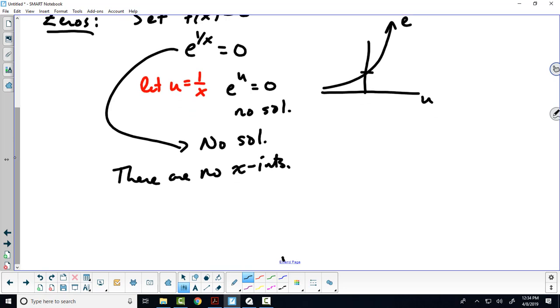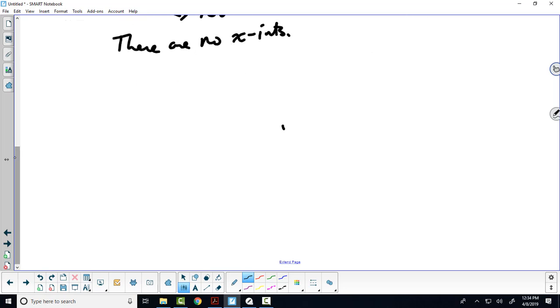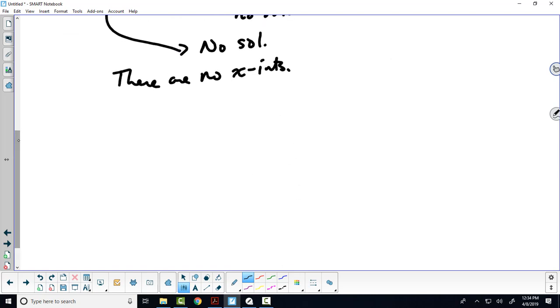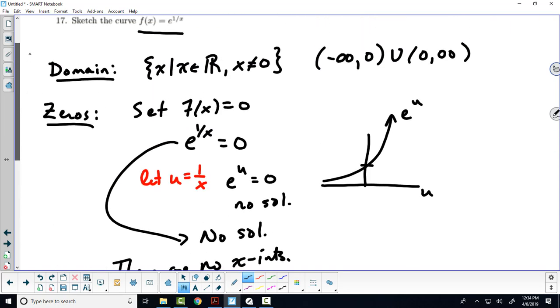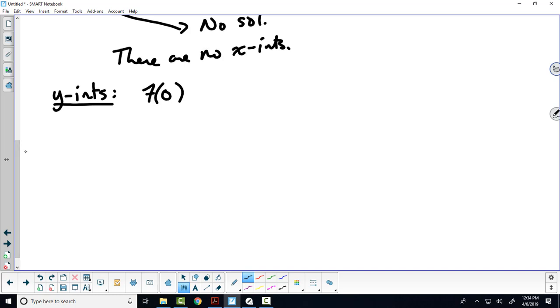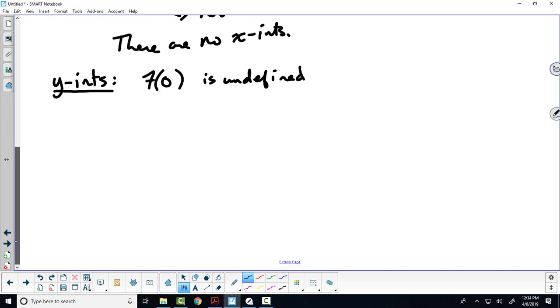Okay. Well, the next thing we typically try to find is the y-intercepts, if there are any. To find the y-intercepts, we input the value 0 into the function. But we already said, go back and look at the domain, that the domain was all numbers except for 0, so that means f of 0 is undefined. So this is kind of interesting. This graph has no x-intercepts, no y-intercepts.